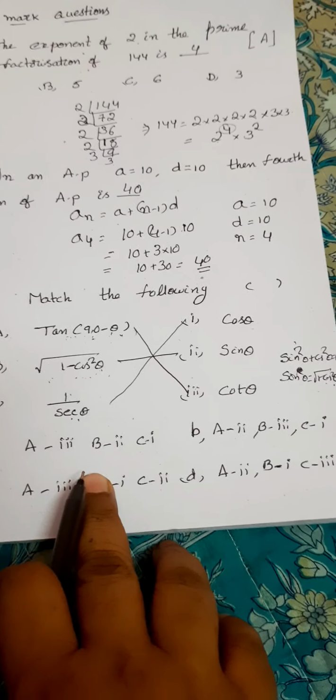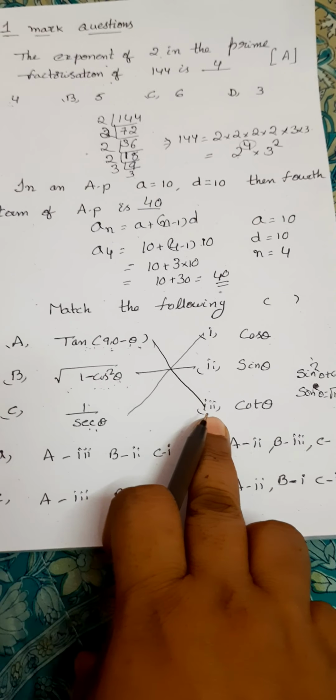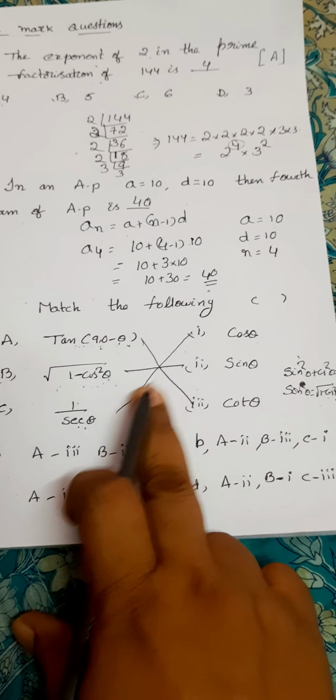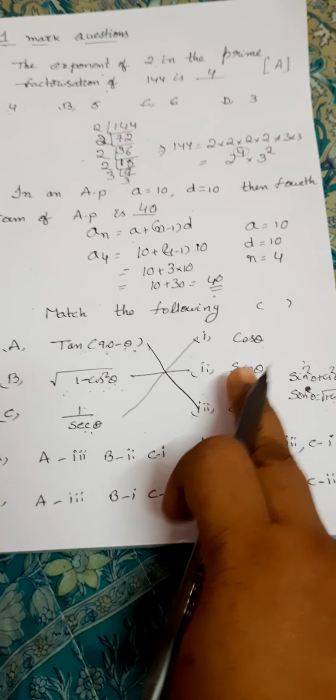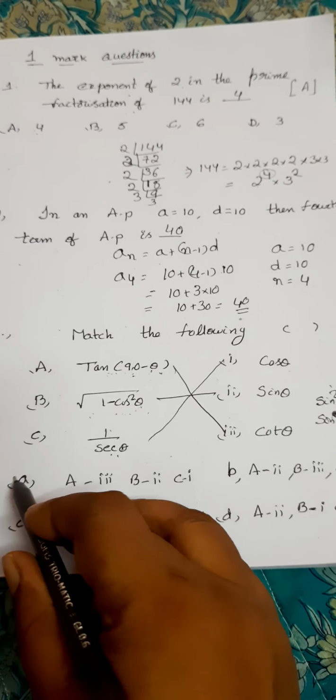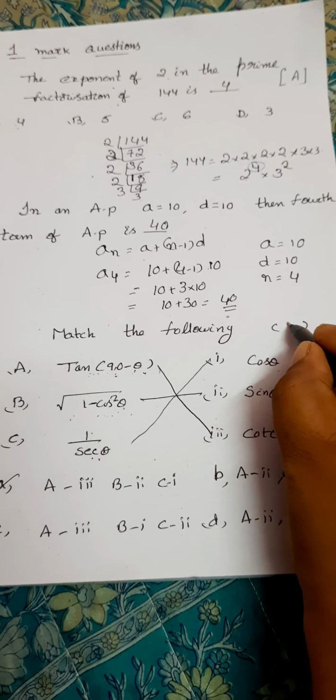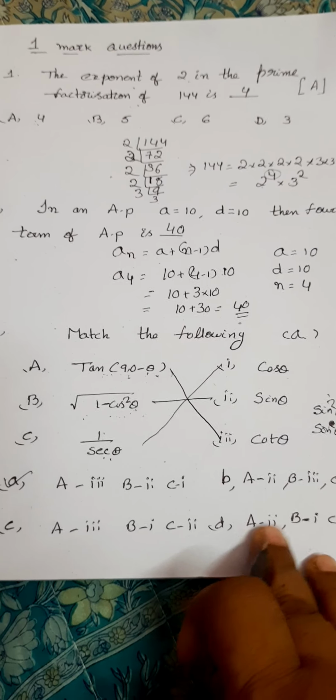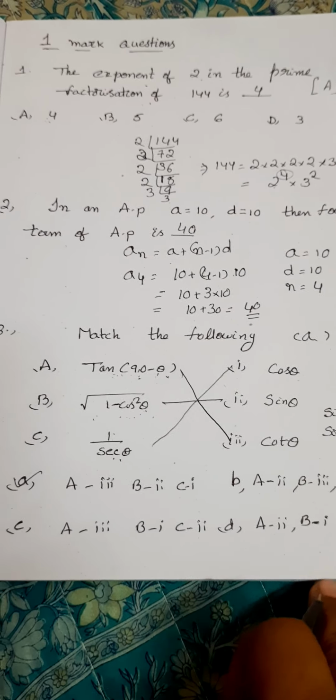So what is the answer? A is 3, B is 2, C is 1. So the answer is A. So these types of 1 mark questions will be asked in public examinations.